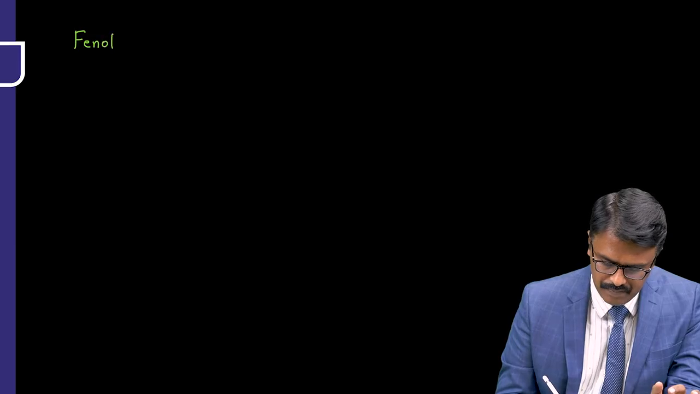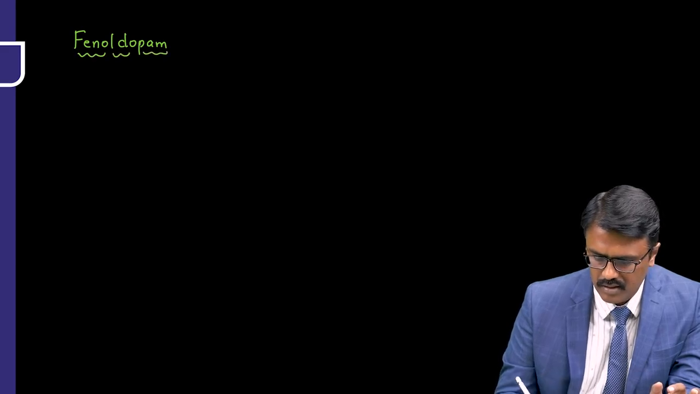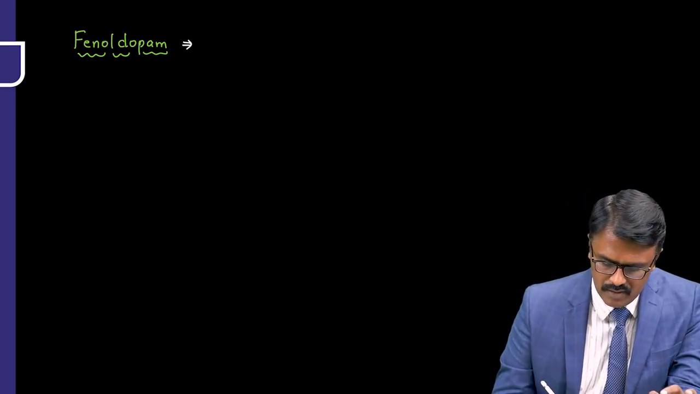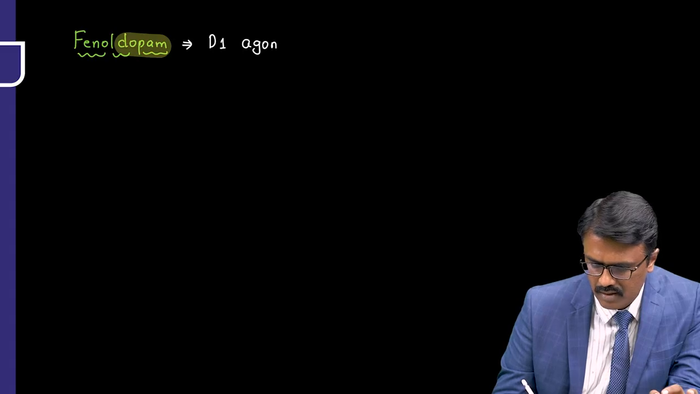So in the catecholamines, the first one I want to discuss with you all is fenoldopam. Why I took it first, you will understand, because if we go like this, the concepts will be easier. Fenoldopam ends with dopam. It acts on the receptor called D1. It's a D1 agonist.